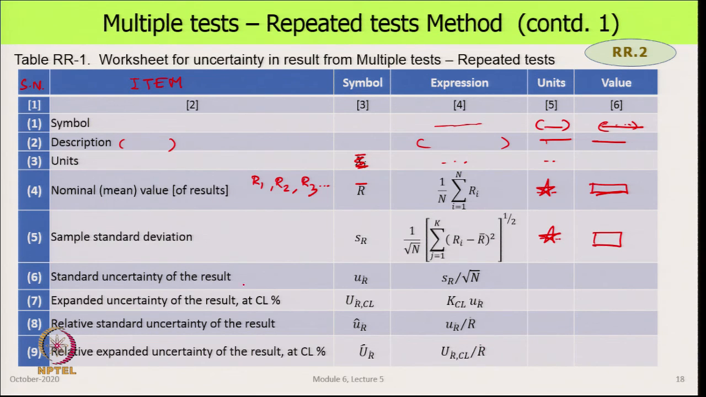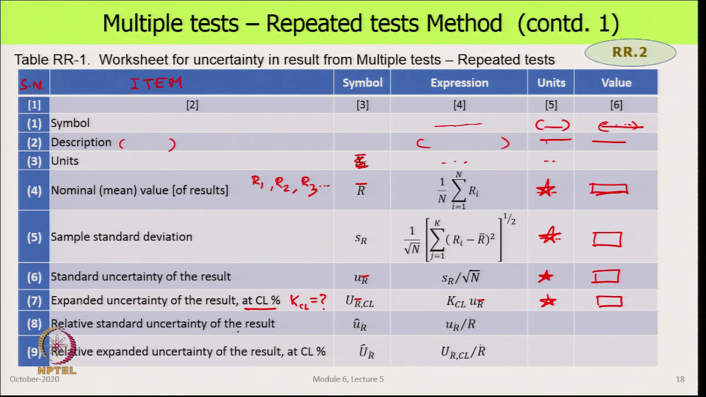Then we write the standard uncertainty of the result U R bar, which is SR upon square root n, same units as before, we can write the value over there. We pick up what confidence level we want, and from there we get KCL is equal to what, and the expanded uncertainty of the result at that confidence level is this multiplication factor multiplied by U R bar. It has the same units and we can put the number over there.